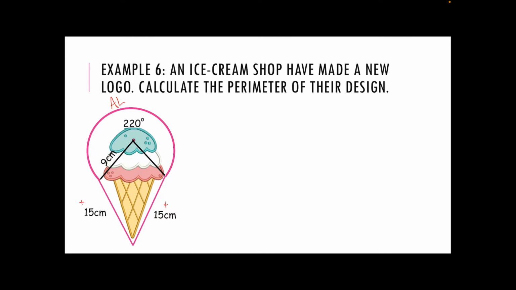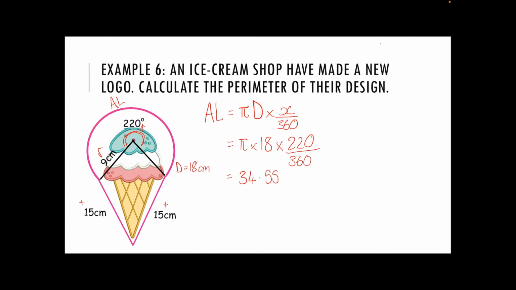So what we are starting with then is our arc length, and that is going to be pi times by the diameter times by x over 360. So pi times by 18, because our radius was 9, so the diameter is going to be 18 centimetres. Our angle, because it is the major arc, is this angle round here, which is our 220. And then it's a case of plugging this into our calculator. So that's going to give us 34.557.